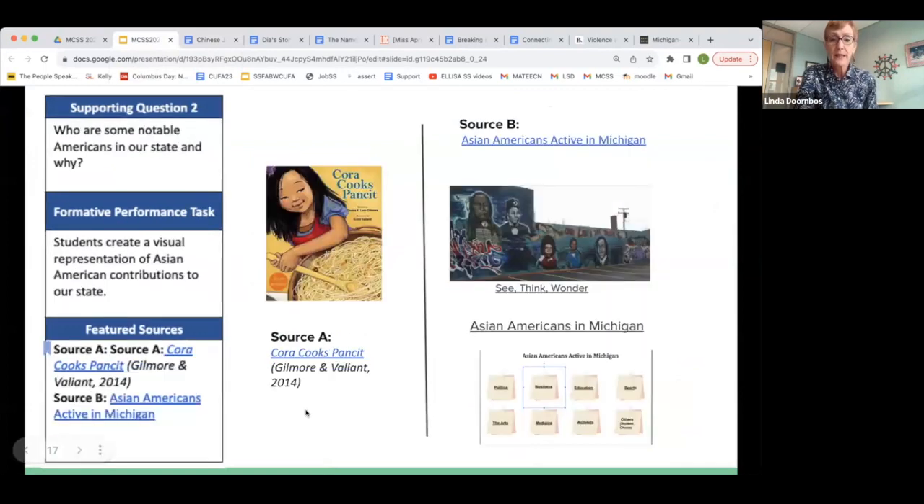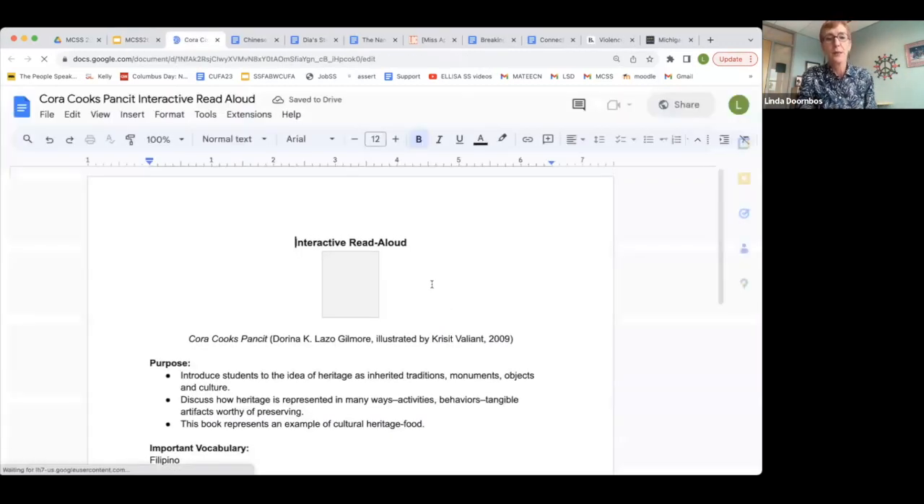Then moving on to the second supporting question is, who are some of the notable Asian Americans in our state and why? And after investigating many of those, what would happen is that the class would make this visual representation. I picture something like this mural that we see here. They create a mural just showing all the different Asian Americans and how they've contributed, things that they've done in our state. So we start with this book, Cora Cook's Pantsuit.